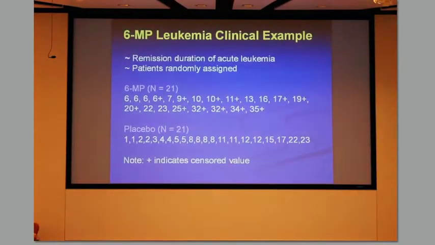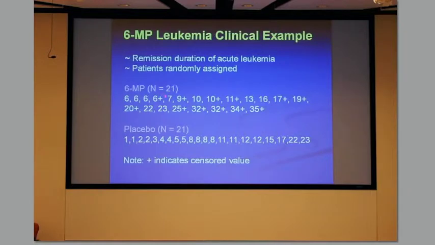So here's a little toy example. It's a real example from Andy Anderson a long time ago. Leukemia example, acute leukemia. A clinical trial run many years ago. A small clinical trial. And these data are in weeks. We have 21 patients in each of two groups. One with an active treatment and one with placebo. And the data are sorted. You see we have ties at some of the death times. And these plus signs indicate censored observations.